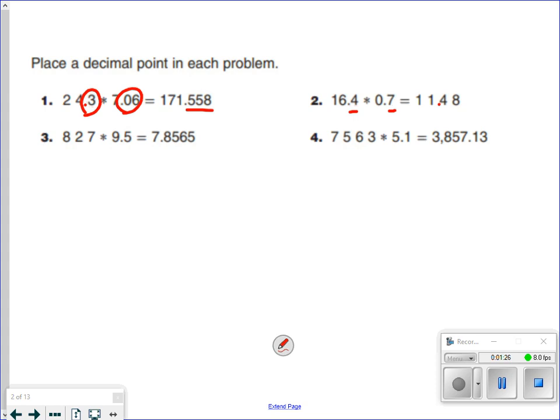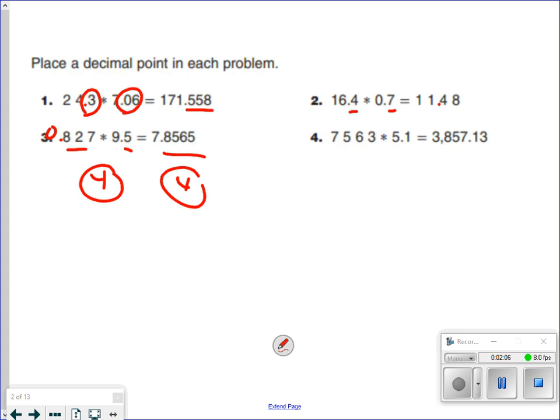Problem number 3 states this. 827 times 9.5 equals 7.8565. So my answer has 4 numbers after the decimal. So that means my problem has to have 4 numbers after the decimal. 9.5 is done for me, so I have to add. For 827, I need to put 3 numbers after the decimal there. So that means I have a decimal before the 8. I might as well even put a 0.827 there. So I have 3 numbers after the decimal here, and 1 number after the decimal here, so that makes 4 numbers after the decimal. So my answer has 4 numbers after the decimal.